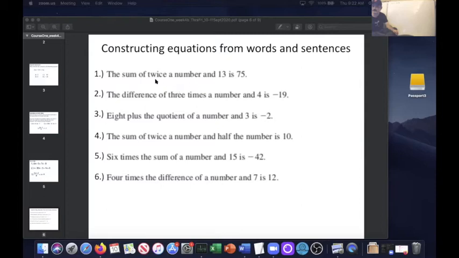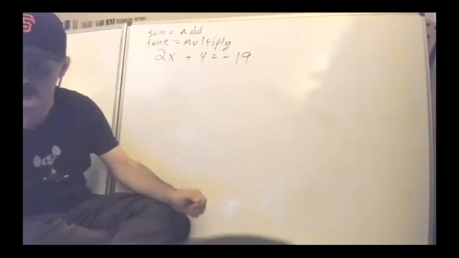Jack, what's twice a number? What does that mean? 2x. So twice means to multiply. Twice something we don't know. So we're going to go 2x. And notice that the word is means equals. So the 2x plus the 4 equals negative 19.